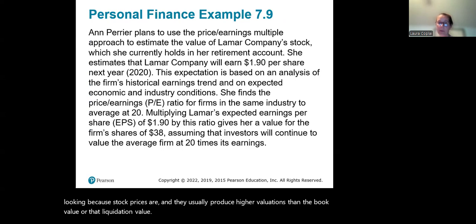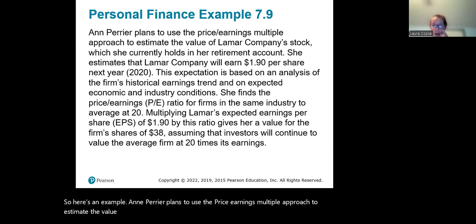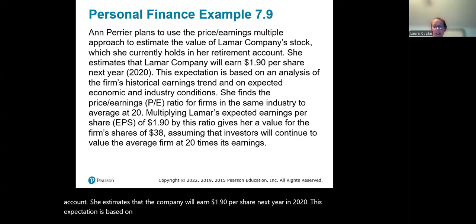So here's an example. Anne Perrier plans to use the price earnings multiple approach to estimate the value of Lamar's company stock, which she currently holds in her retirement account. She estimates that the company will earn $1.90 per share next year, 2020. This expectation is based on analysis of the historical earnings trend and on expected economic and industry conditions.